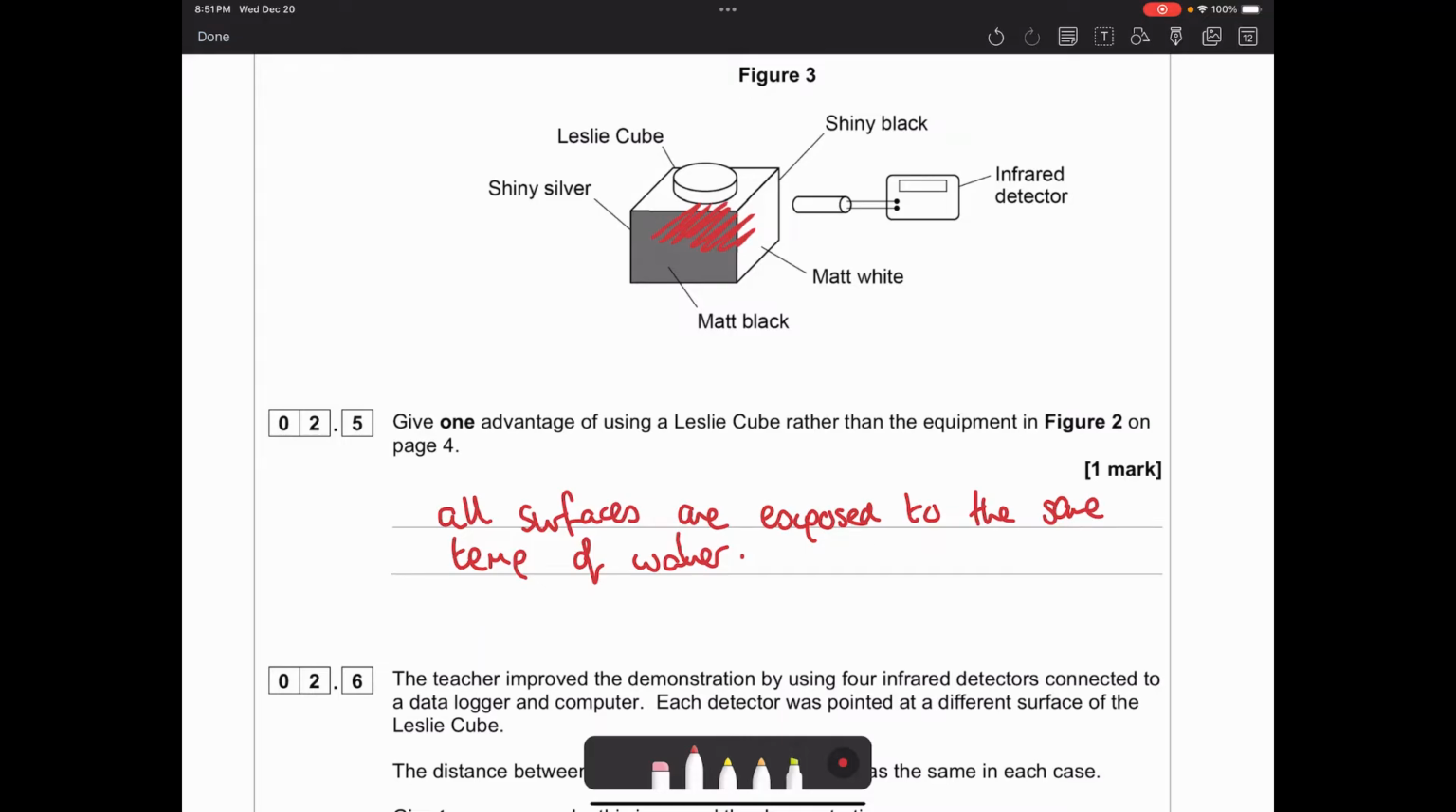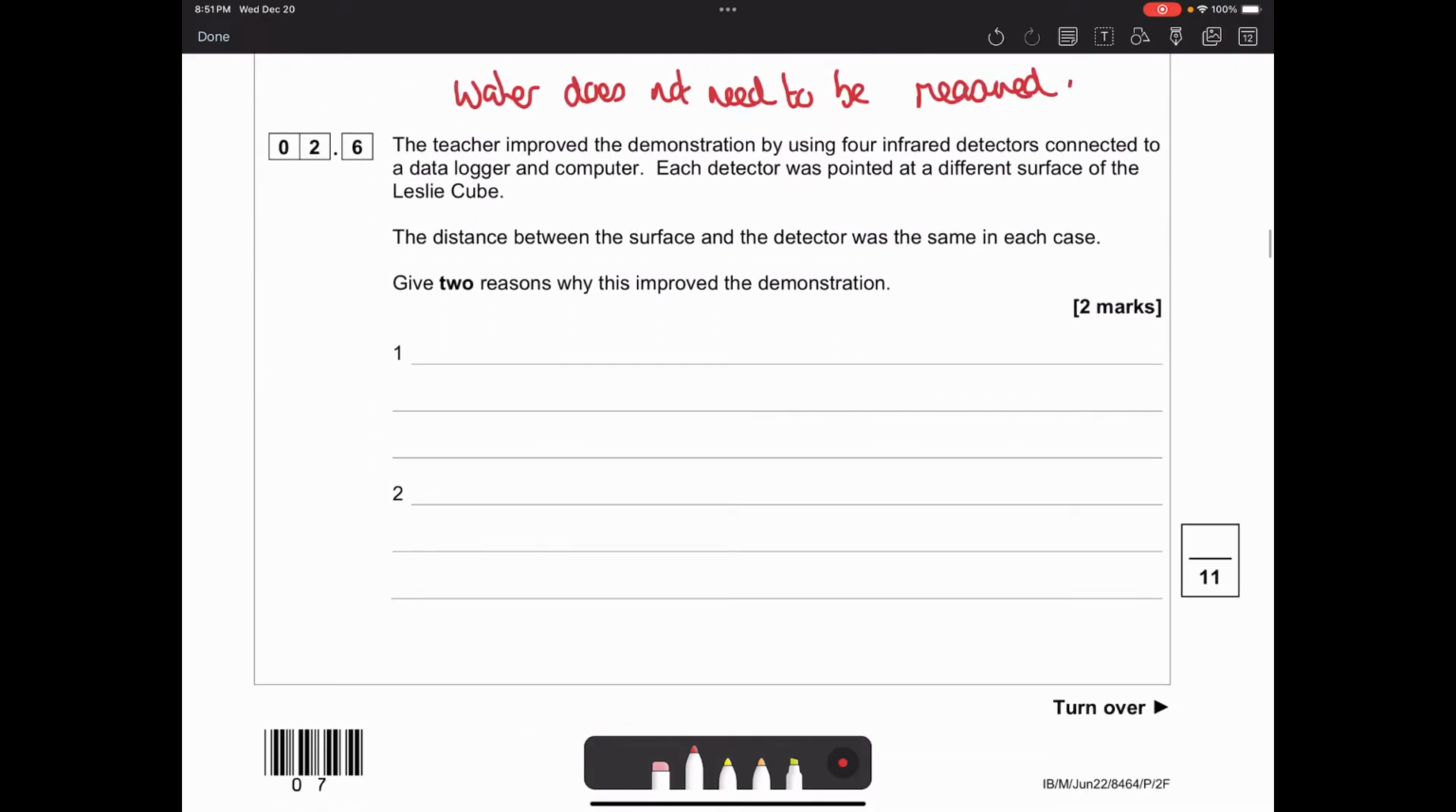You could also say, because it is the same water, the water does not need to be measured because it's in the same flask, so it doesn't matter how much water is in there as long as there's enough to record a difference.